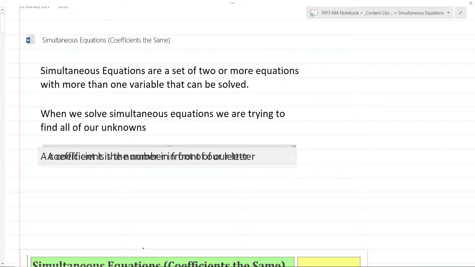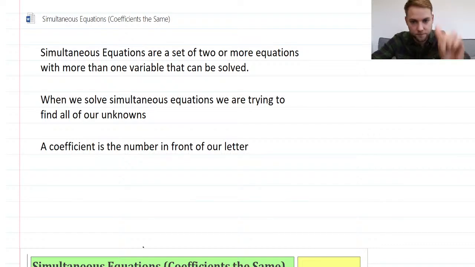Okay, so we've defined what simultaneous equations are. We know that when we're trying to solve simultaneous equations, we're trying to find all of our unknowns, and the coefficient is the number which is in front of our letter there. Okay, so now this is an important part to helping us. Now, this part here probably isn't going to make sense just yet, but we will use this a lot, okay? We'll talk about it in a second.